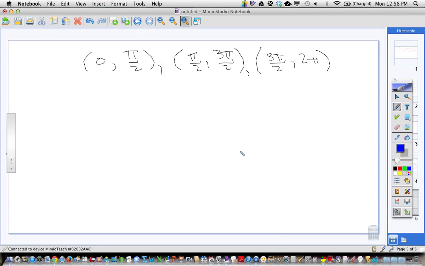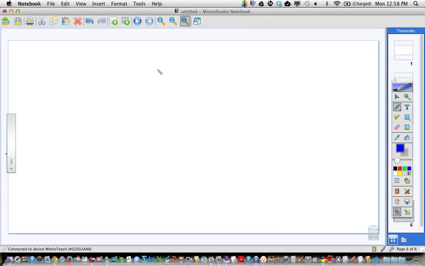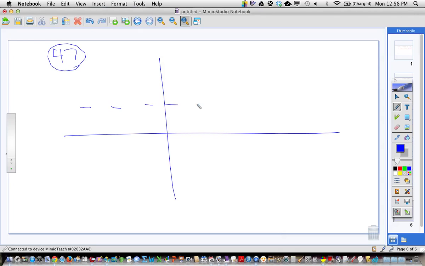All right, 47 through 49. So on 47 and 48, they were very, very similar kinds of questions. On 47, it says you've got y equals 2 is a horizontal asymptote. Now, let's talk about this a second. There's a little bit of a misunderstanding on horizontal asymptotes. Horizontal asymptotes can be crossed.